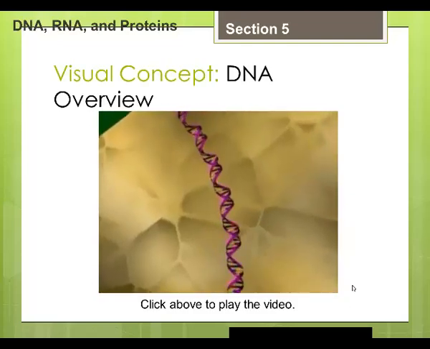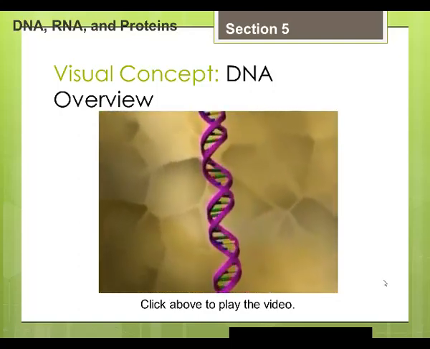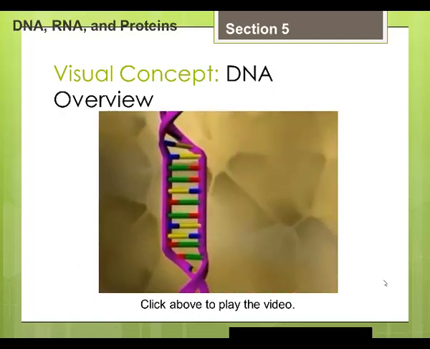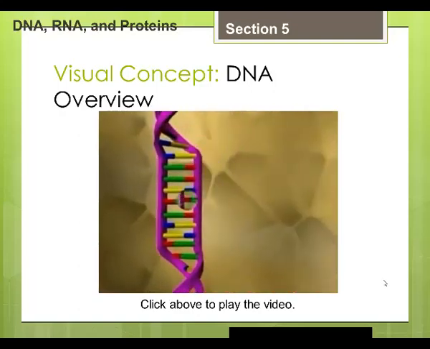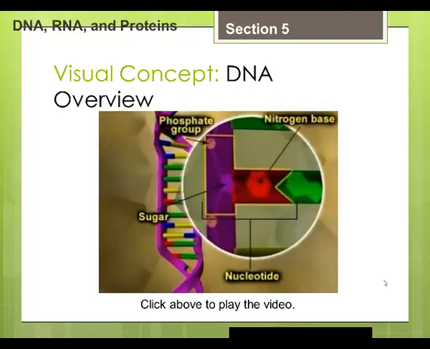Let's take a closer look at DNA. Here you can see that each strand of a DNA molecule is a long chain of subunits. These subunits are called nucleotides. This close-up diagram shows that a nucleotide is made up of three parts: a sugar, a phosphate group, and a nitrogen base. In DNA, the sugar is deoxyribose.